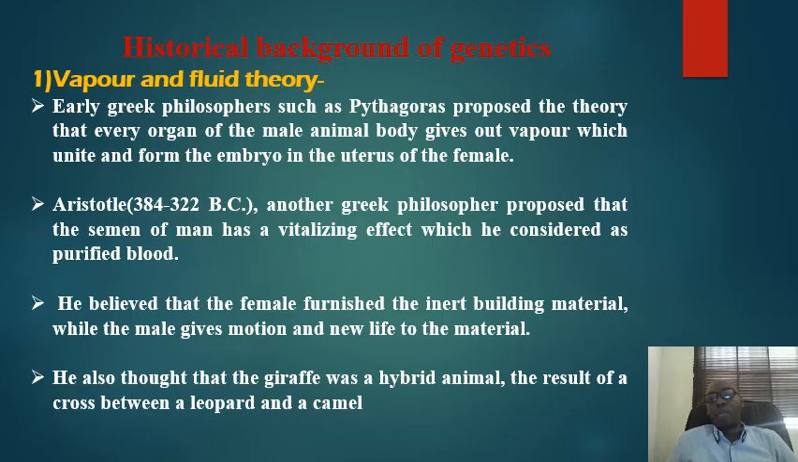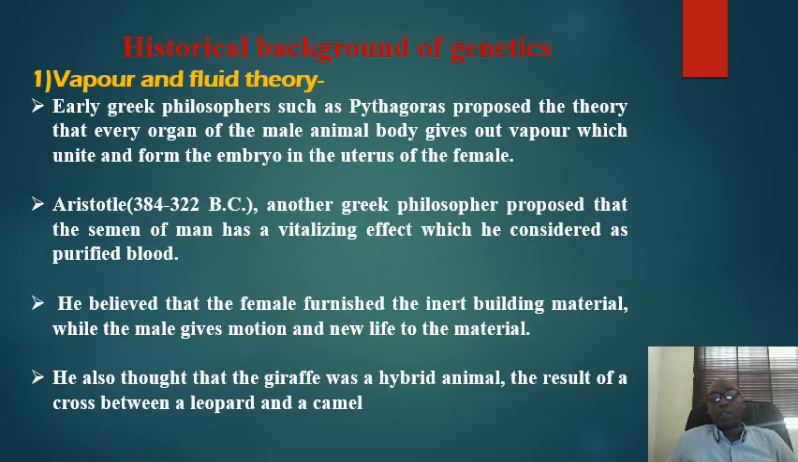For Pythagoras, he proposed the theory that every organ of the male animal gives out vapor which unite and form the embryo in the uterus of the female. That's quite funny. That was his own idea, but of course we know that that is not true.